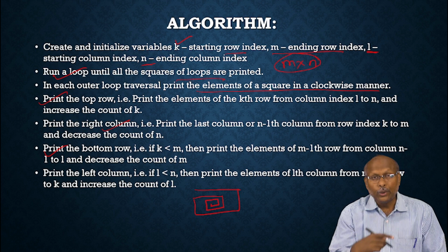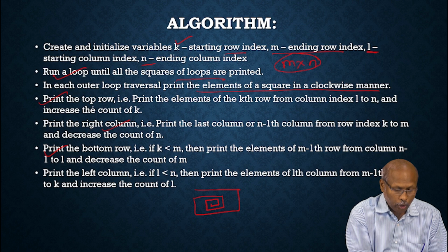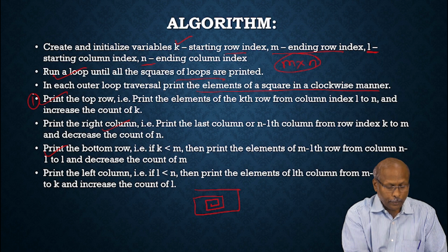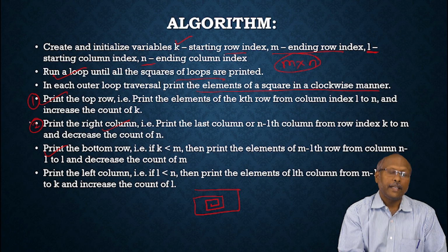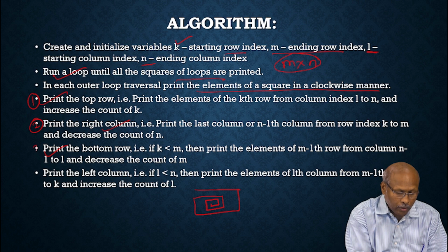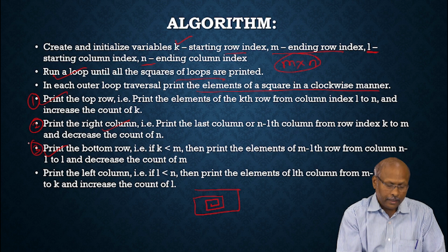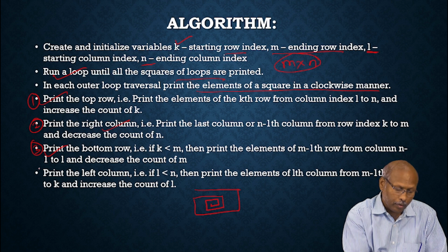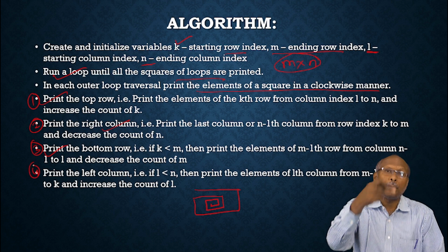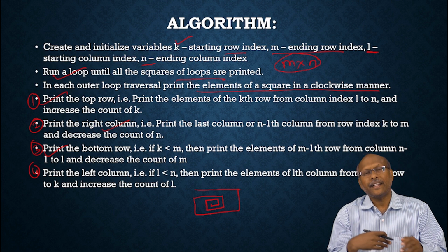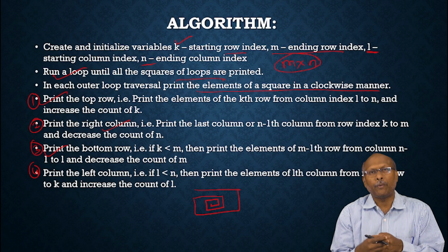And in the loop, what do you have to print? First, you have to print the top row. Then you have to print the right column, second. Then you have to print the bottom row, third. Then you have to print the left column. These four steps you have to repeat, so that the entire matrix will be printed in a spiral form.